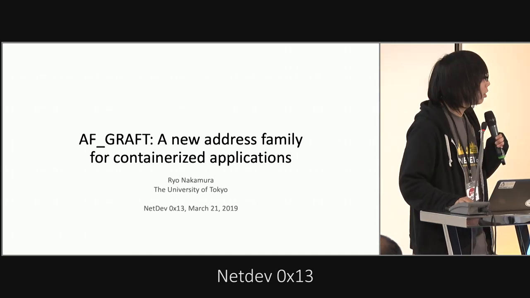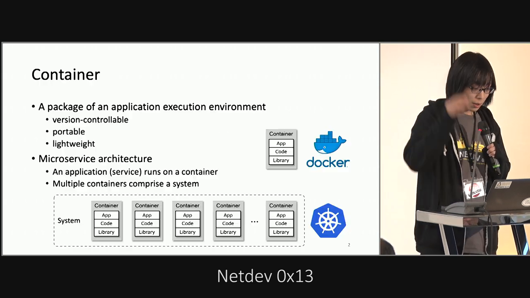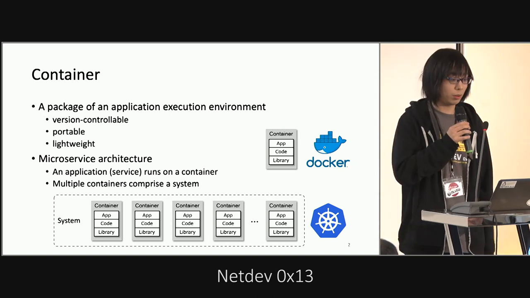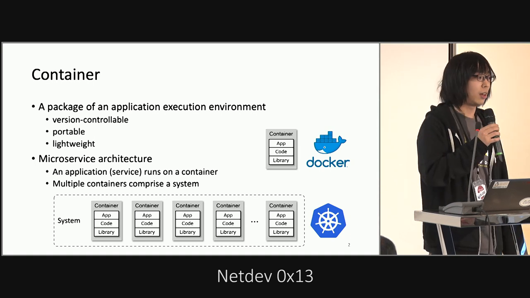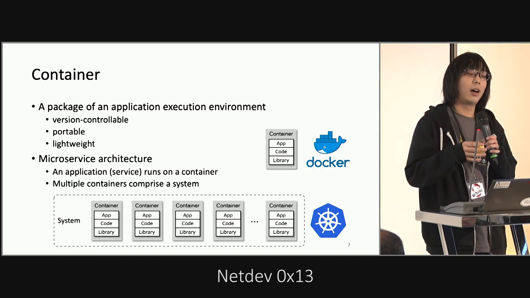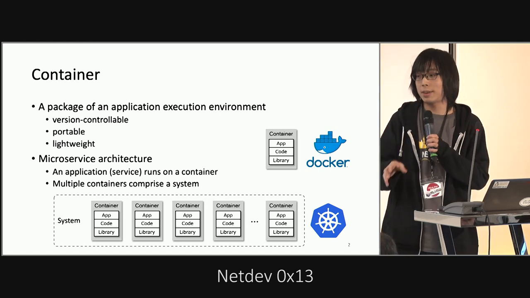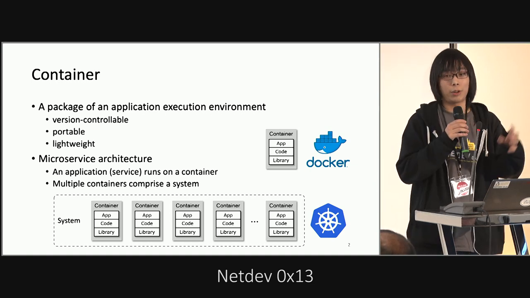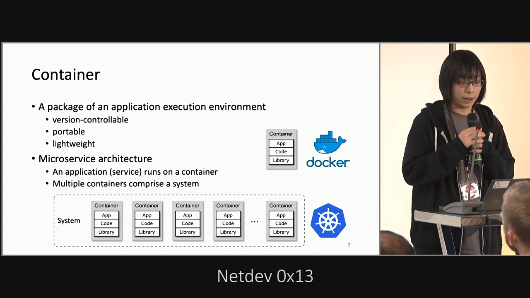So my talk is about AF Graft. It is a new address family for containerized application. A container is just an application execution environment, as you know, and the microservice architecture is very popular now for today's very large information systems. In such a principle, the monolithic system is decomposed into multiple services, and each service is implemented in a container and deployed as a container in container clusters controlled by systems such as Kubernetes.